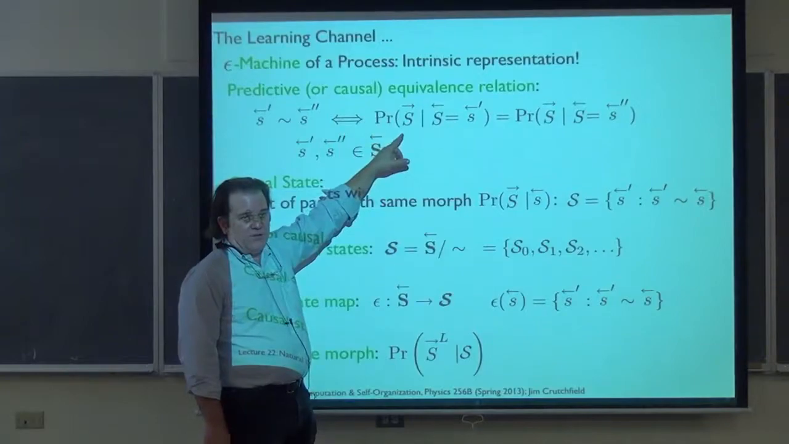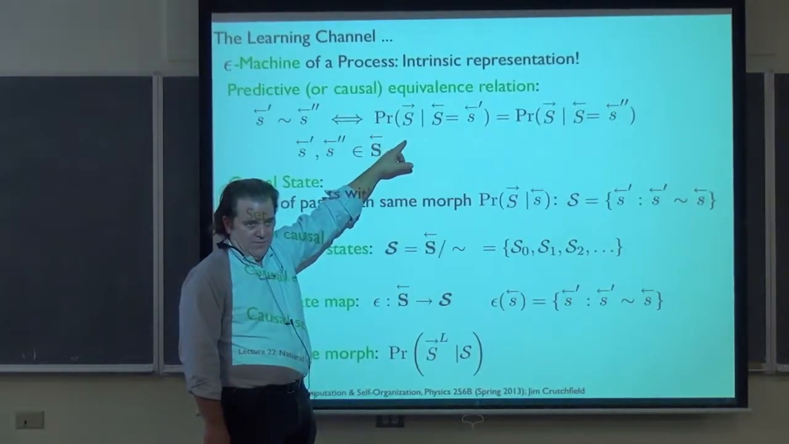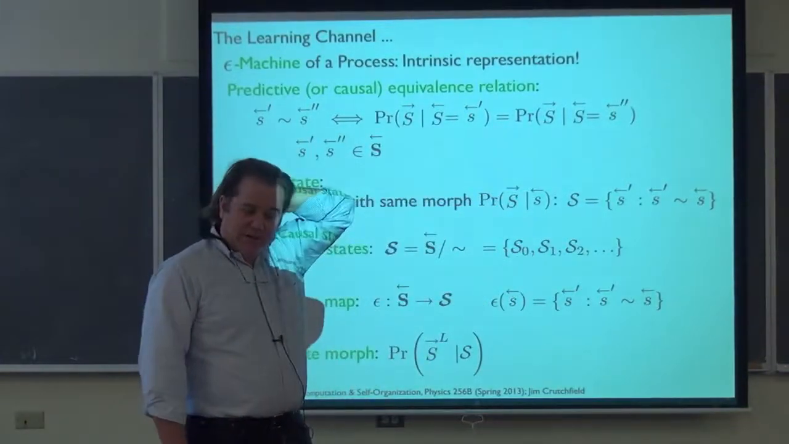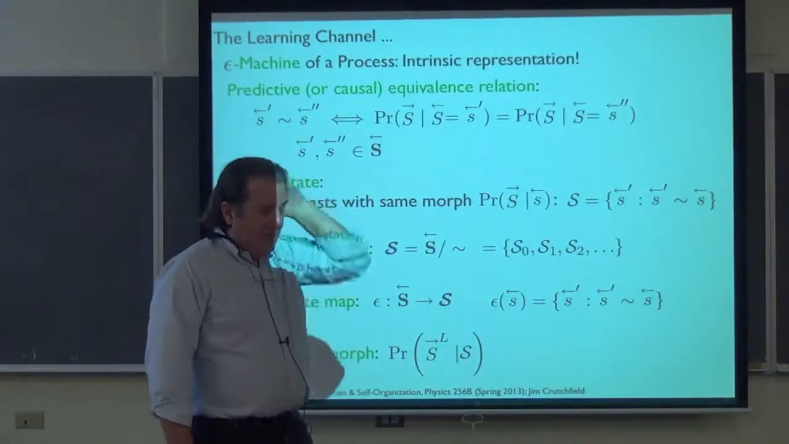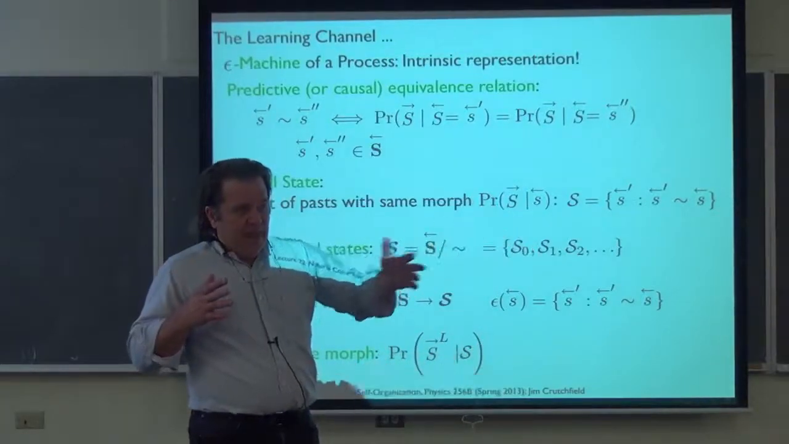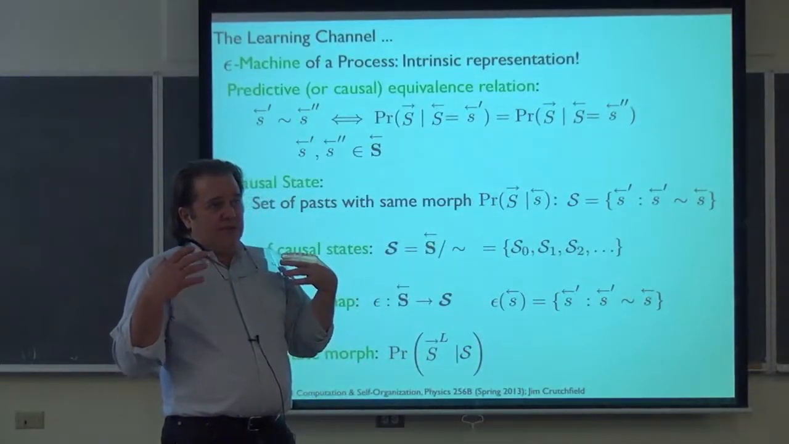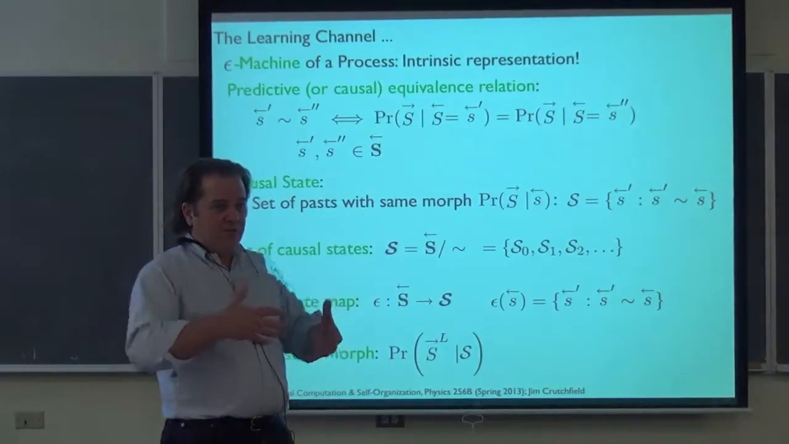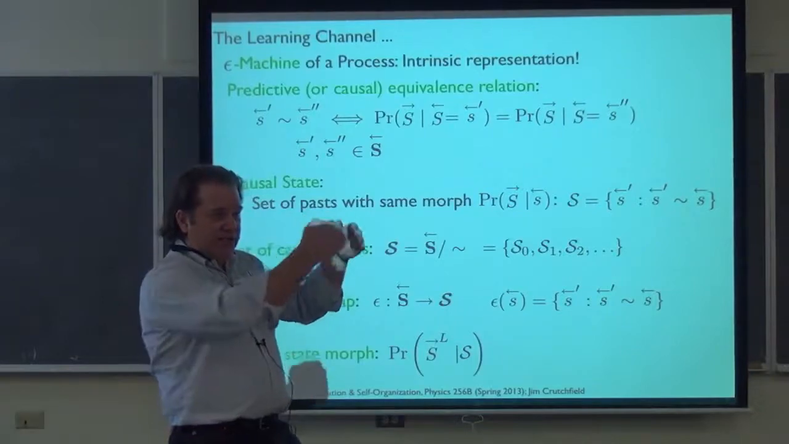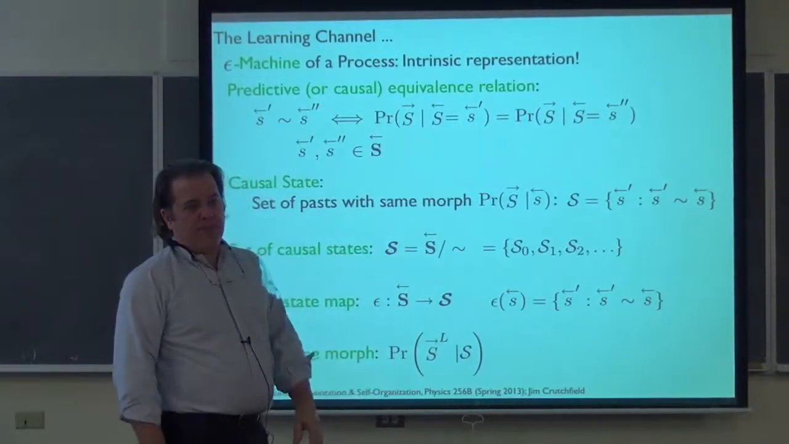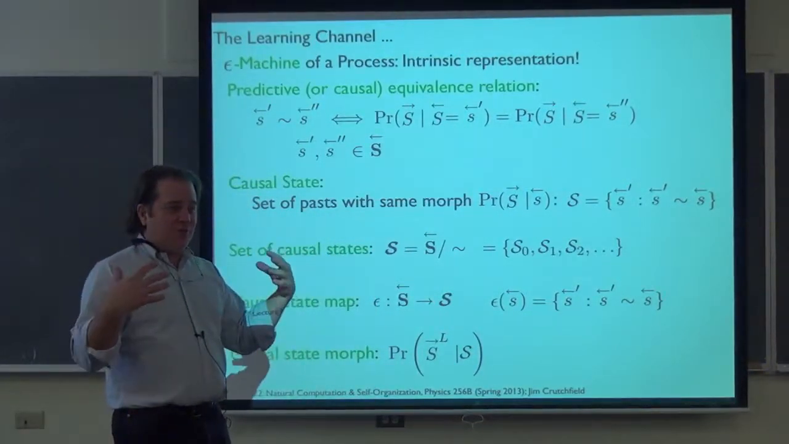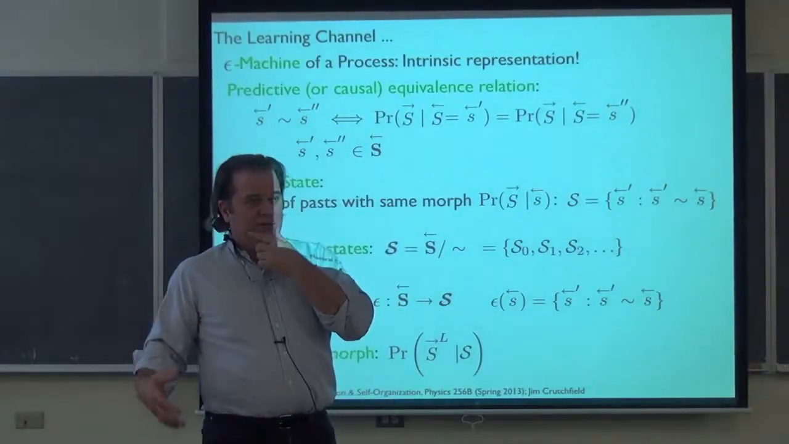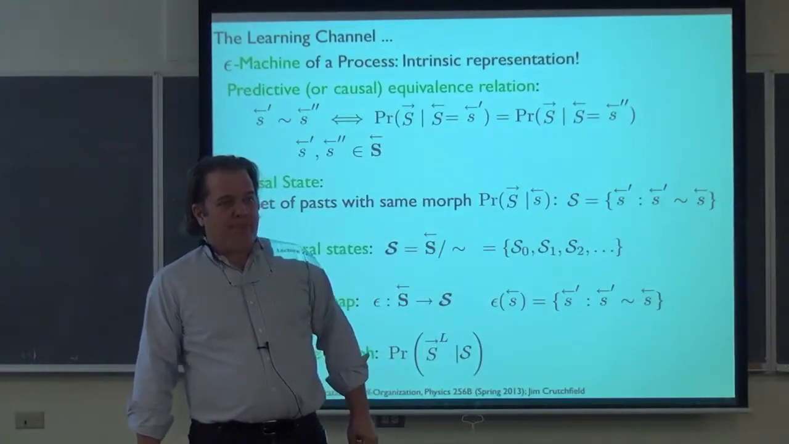This predictive or causal equivalence relation, right? It was motivated by, well, maybe I over-explained it on Thursday, but a really simple idea. We're trying to predict this process, and we make this assumption, or ansatz, that the effective states of the process are groups of histories, each one of which leads to the same prediction. So in other words, we don't make distinctions between histories if, having seen them, they lead us to the same prediction.